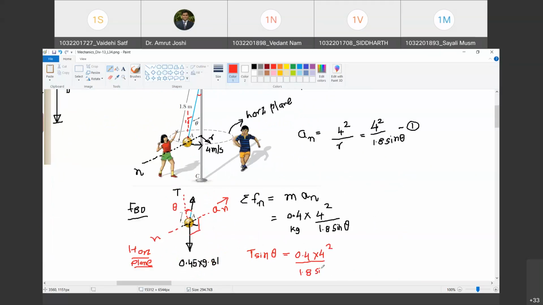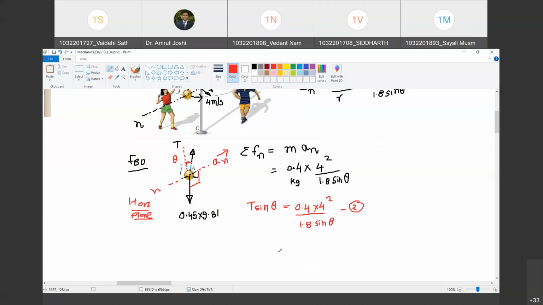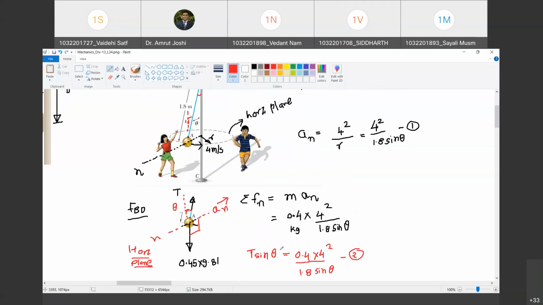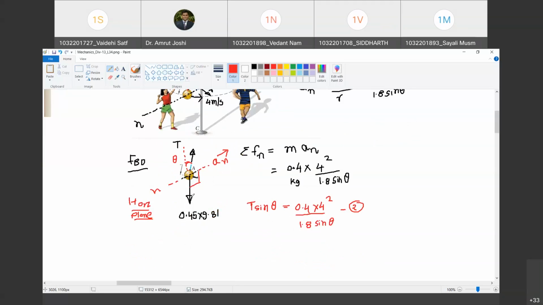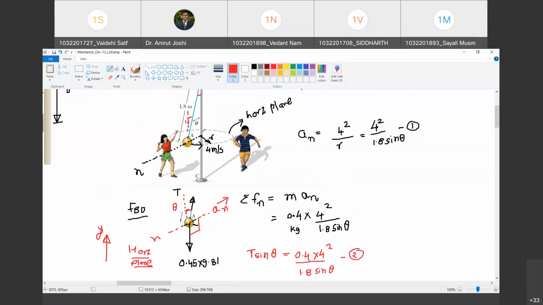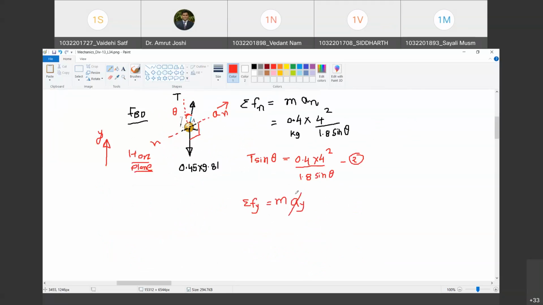Happy? This is the second equation that I have got. And I need one more equation. And that equation is summation of, let me call this direction as y. What is summation of Fy? Won't it be mass into acceleration in y direction? But is this ball moving in y direction? No, it is moving in a horizontal circle. Therefore, Ay is 0. Do you agree with me?